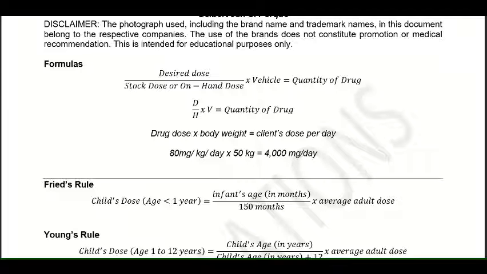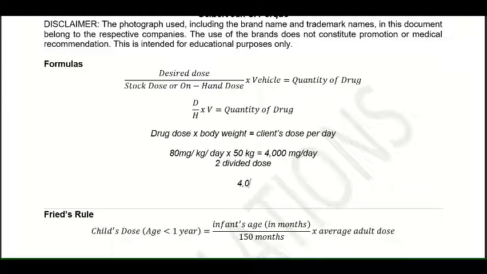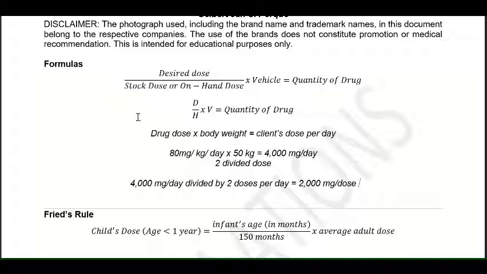Okay, which means if the doctor will say that this should be in 2 divided doses, you know that your patient will be receiving 4,000 milligrams per day divided by 2 doses per day. That would give you 2,000 milligrams per dose. That's how it works. So that's the 2 major formulas.